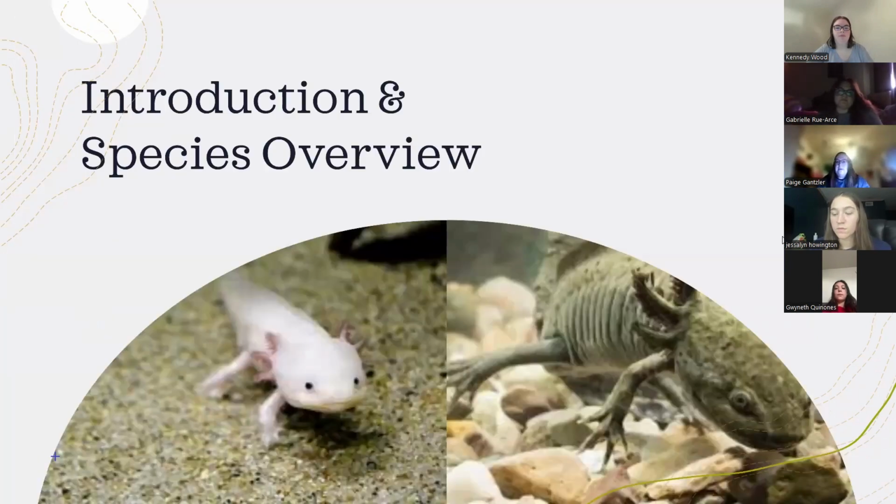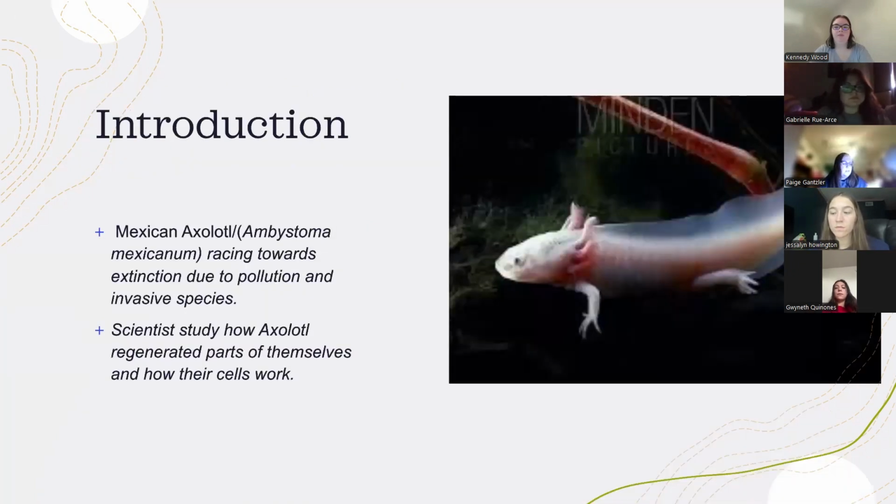Hi, I'm Paige Gansler. I will start this presentation off by introducing our species, the Mexican axolotl, and giving an overview of it. The Mexican axolotl's natural population has drastically declined, from over 6,000 per square kilometer in 1998 to 35 per square kilometer since 2017. This has been drastically impacted by human involvement, with added pollution and invasive species, as well as our experimentation on them with their cells to see how they work with the genetic parts.